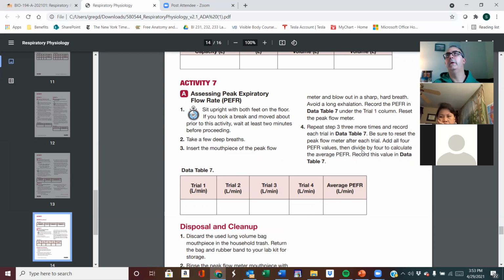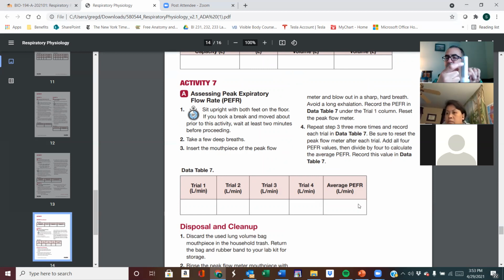So instead of a nice slow breath like that, you really want to push all that air out as quickly as you can, and repeat this 3 more times. So you're going to do 3 or 4 trials and get an average.